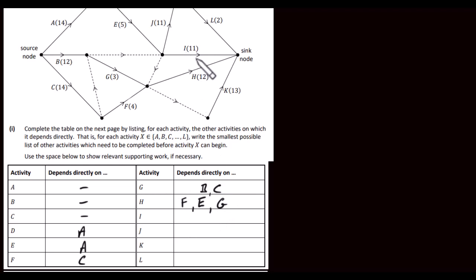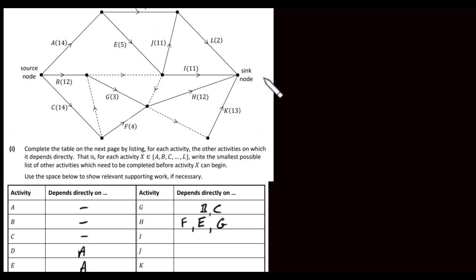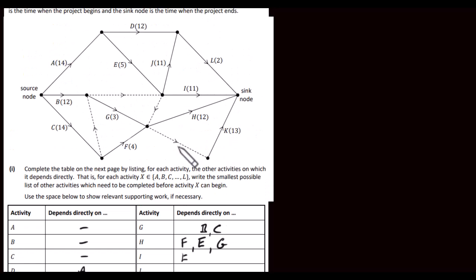I is here, so I is dependent on E anyway. It's also dependent on B because of this dummy activity here, so we need to put in B there. And it's also dependent on C because we have C coming down along here, we have a dummy activity here, we have a dummy activity here, so it's dependent on C as well. So I is dependent on E, B, and C.